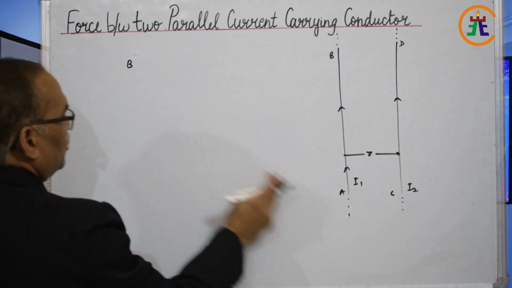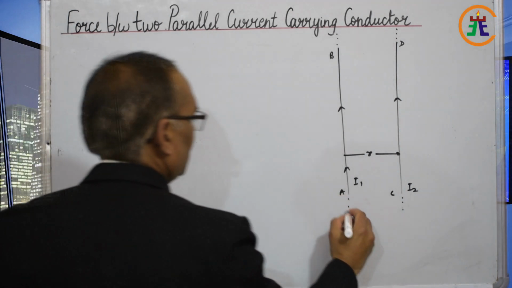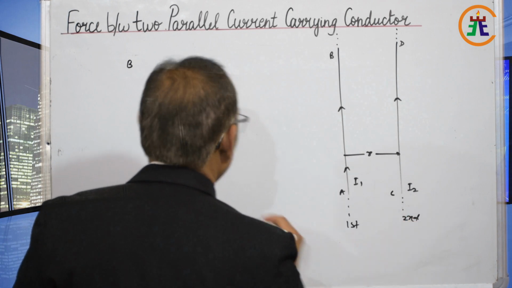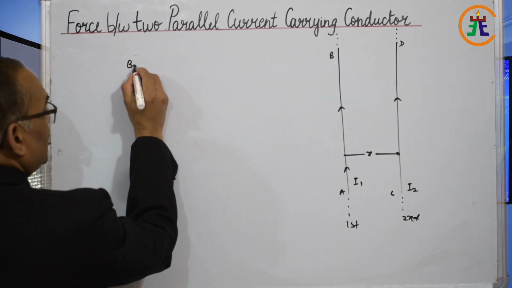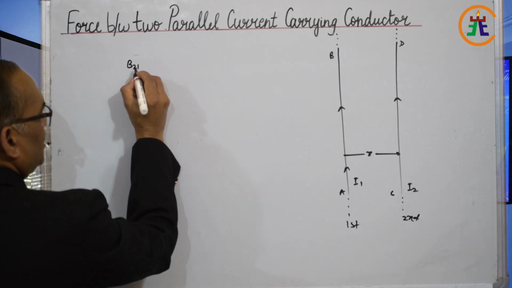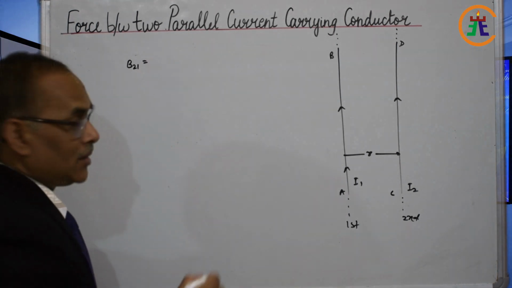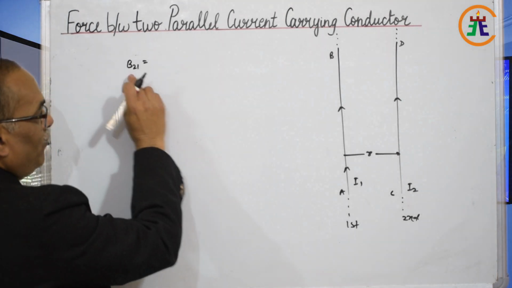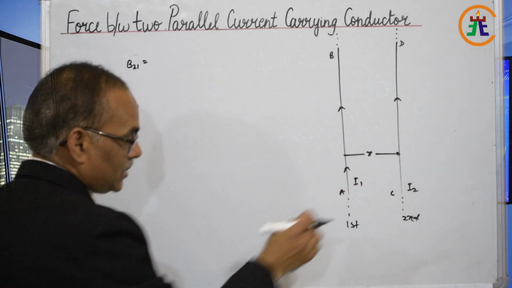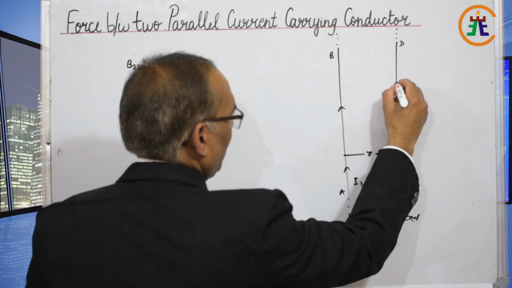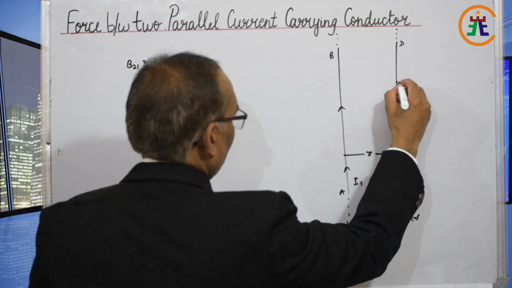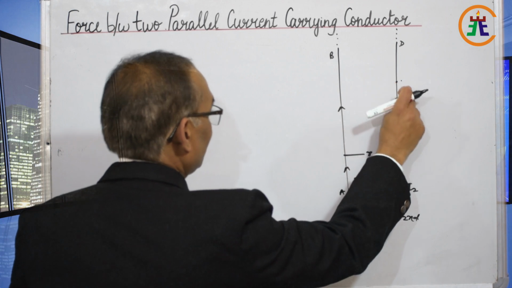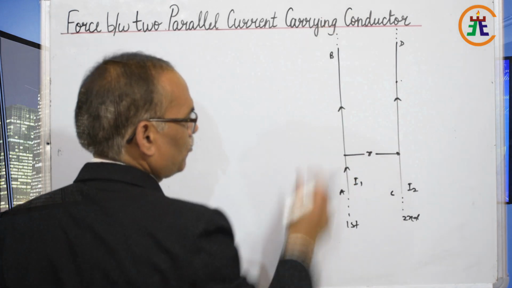The magnetic field due to the first conductor. We consider this the first conductor and this the second conductor. So the magnetic field on the second conductor due to the current passing through the first conductor is B21, the magnetic field on the second conductor. Now we are going to find the magnetic field on the second conductor due to the current passing through the first conductor.